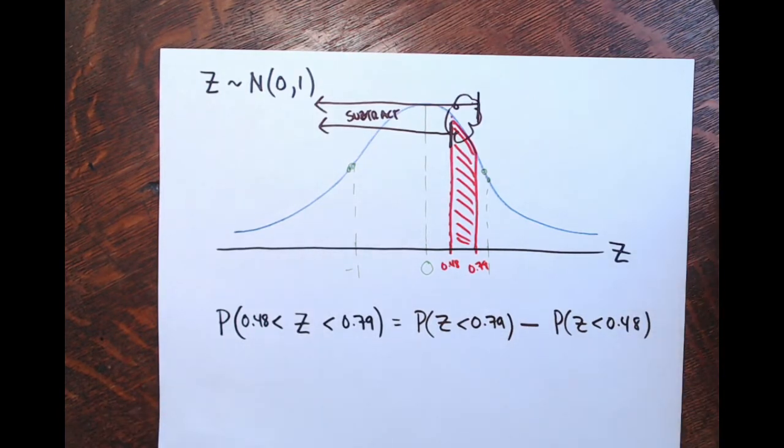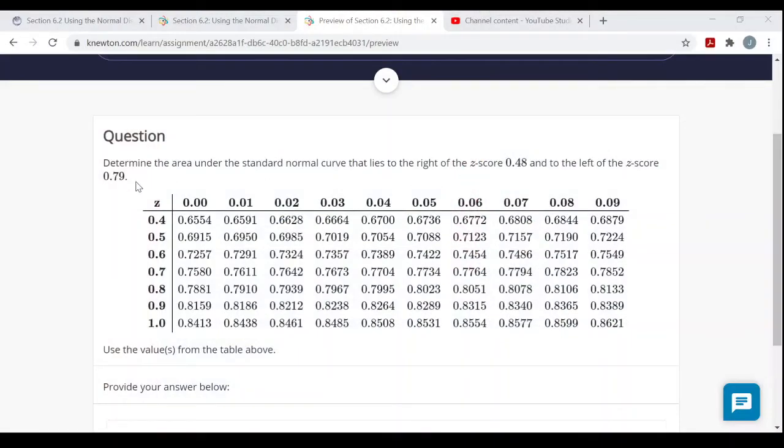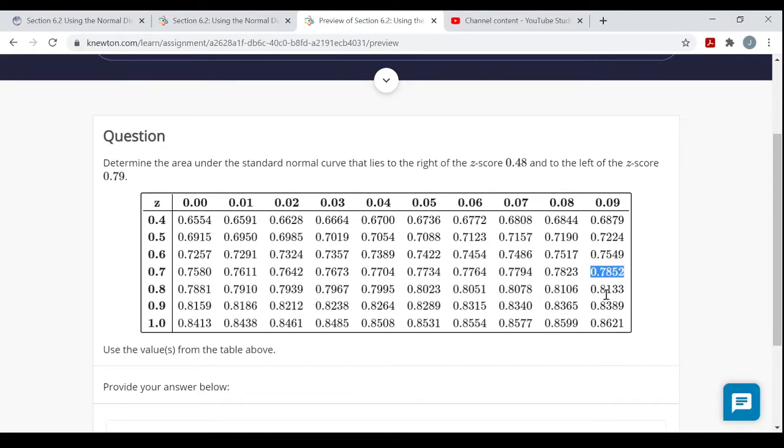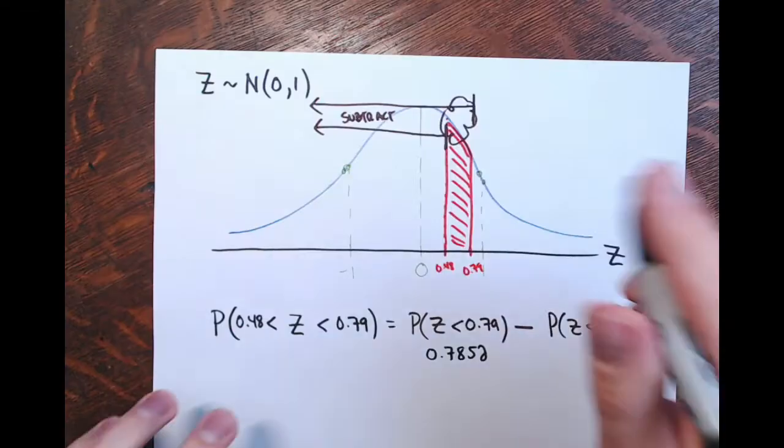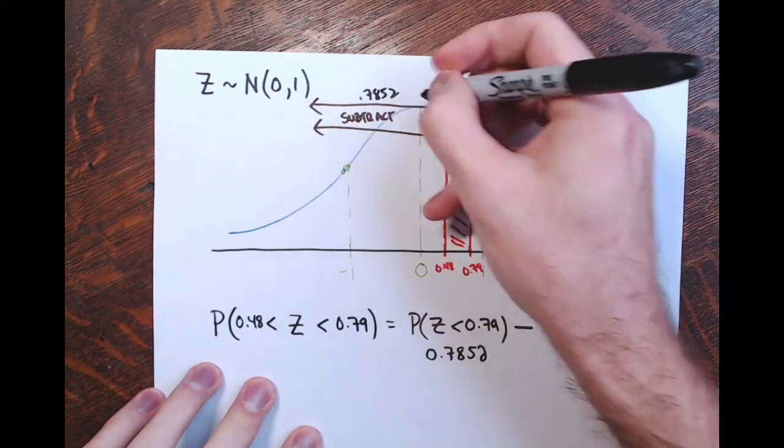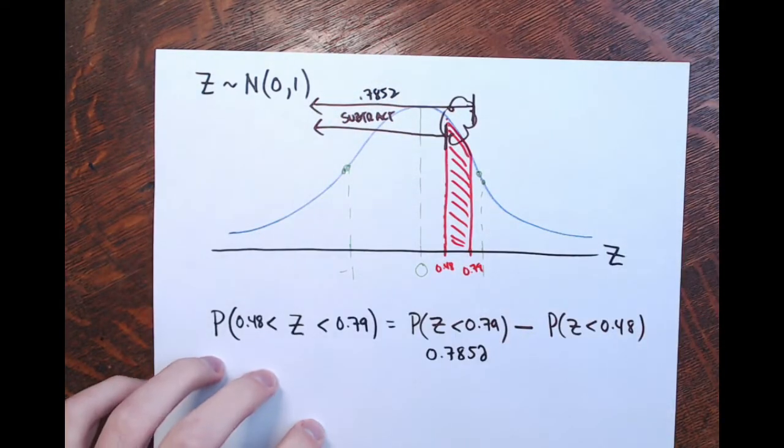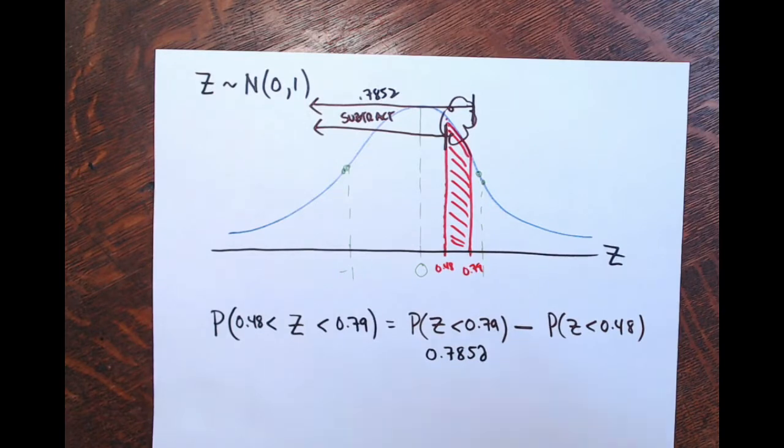All right, so 0.79. Right, the first value I will look up is 0.79. 0.7 on the left, and then 9 is the hundredths place. So 0.79, that's giving me this number here. 0.7852. That's the area to the left of a z-score of 0.79. Right, so back on my paper, so this is 0.7852. This, from here onward to the far left, is 78.52%.